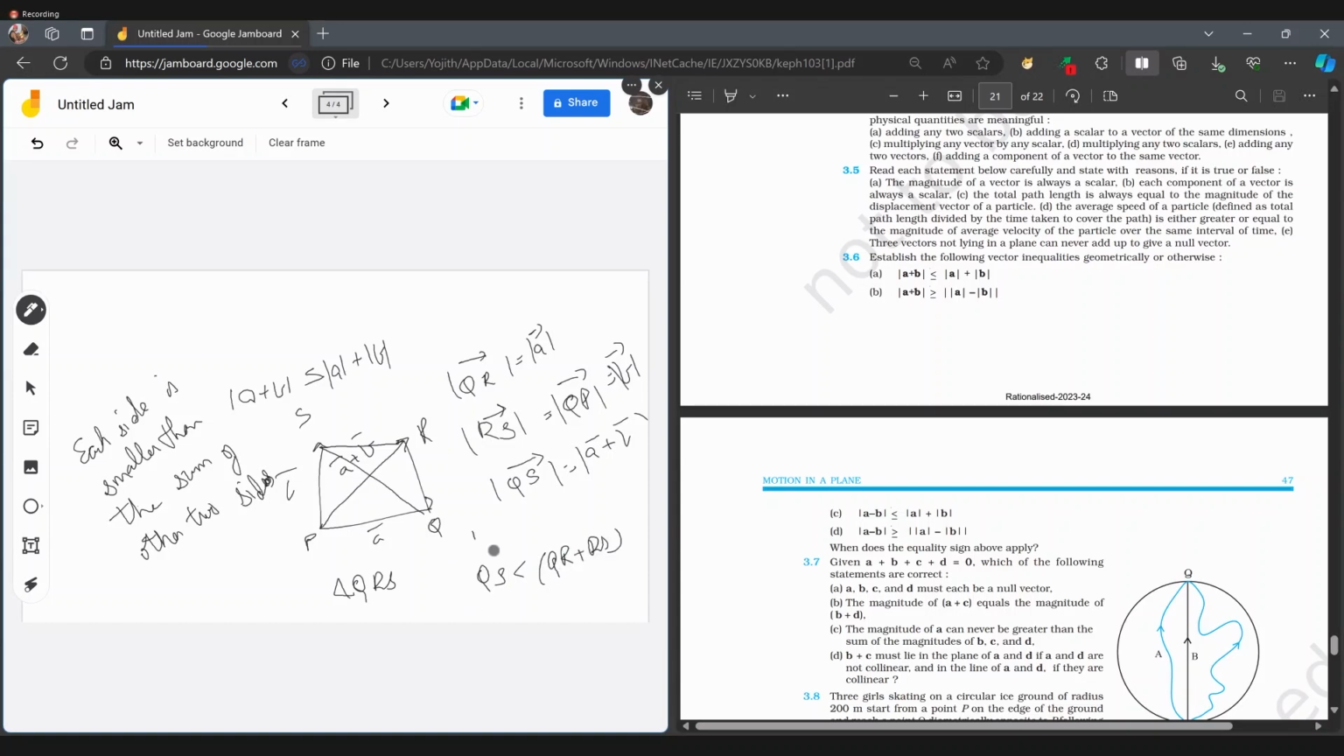Okay, this means mod of A bar plus B bar is less than mod of A plus mod of B. Okay, hence proof. రెండు ఒకే డైరెక్షన్ లో ఉంటే విల్ బి గెటింగ్ లెస్ దెన్ ఆర్ ఈక్వల్.